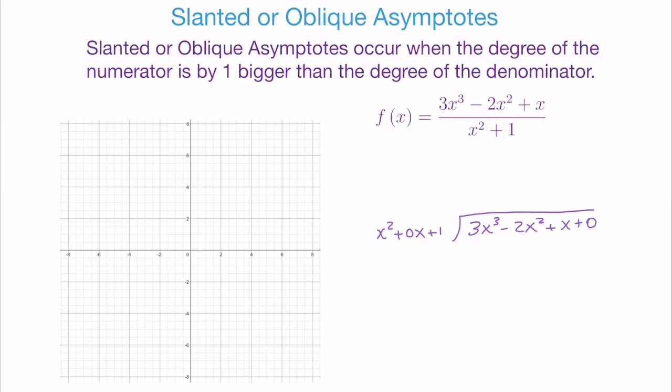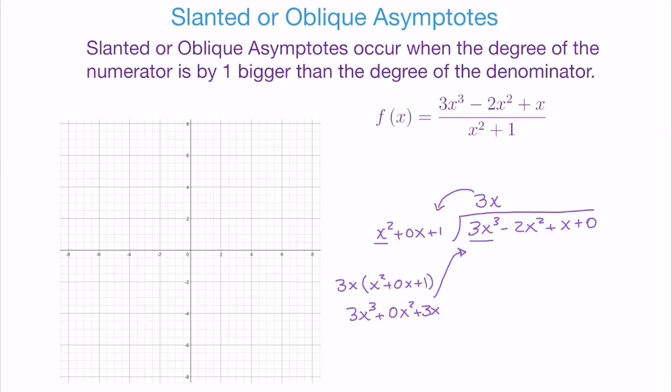Let's recall how you do that. We divide the first term of the dividend, 3x cubed, by the first term of the divisor, x squared, and we get 3x. That is the first term of the quotient. Then you multiply 3x by the entire divisor. That's 3x times x squared plus 0x plus 1, which is 3x cubed plus 0x squared plus 3x. And then go and subtract it here.